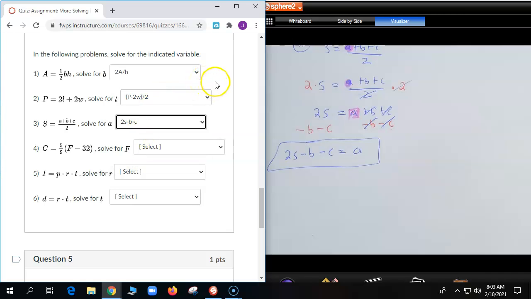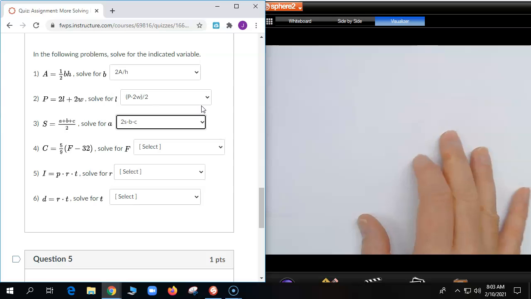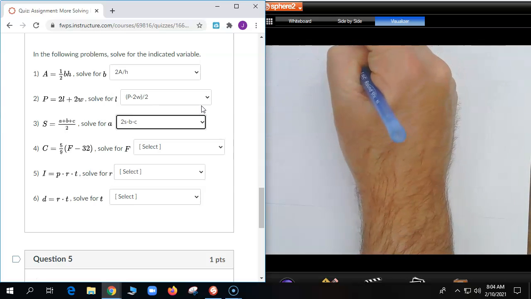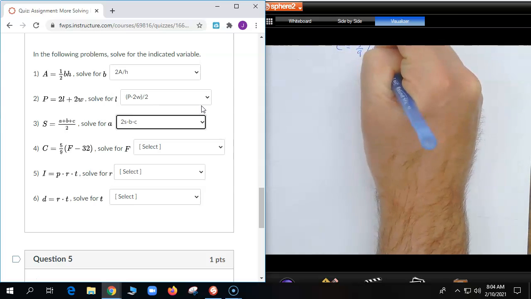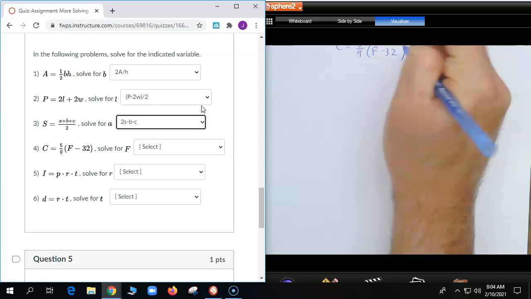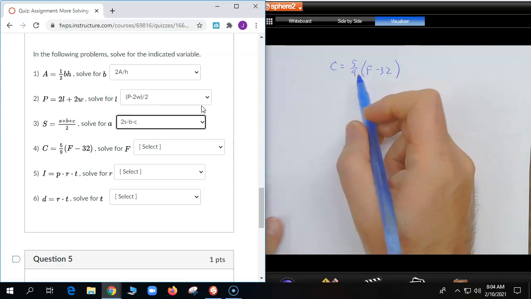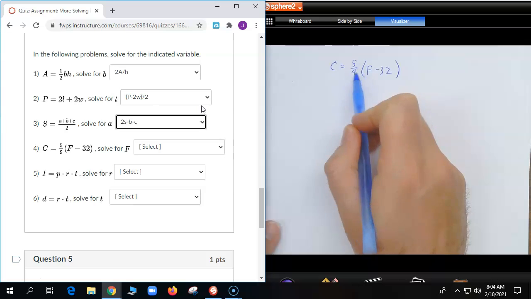Okay, and then let's go to the next one. This one's crazy as well, so we'll give this one a look here. So for this one, we have C equals 5/9 F minus 32. All right, and so kind of like the trick we did in the first problem, we're looking for a problem in such a way that we are going to undo that fraction.